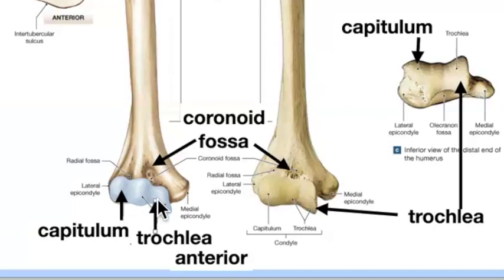Then lateral to the trochlea is a joint surface called the capitulum. And the capitulum articulates with the head of the radius, the other forearm bone. If you look on the lower right picture here, you'll see that we're looking inferiorly, and they're showing you where the trochlea is and where the capitulum is.